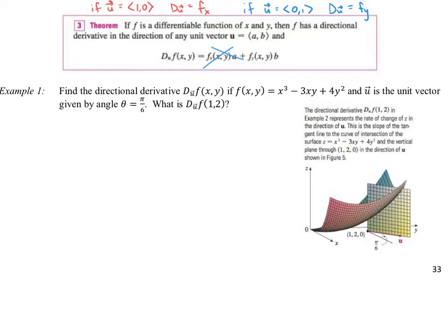So our first task is to find a unit vector that is pointing in the correct direction. We know the angle is pi over 6, but we need the components of this particular vector.